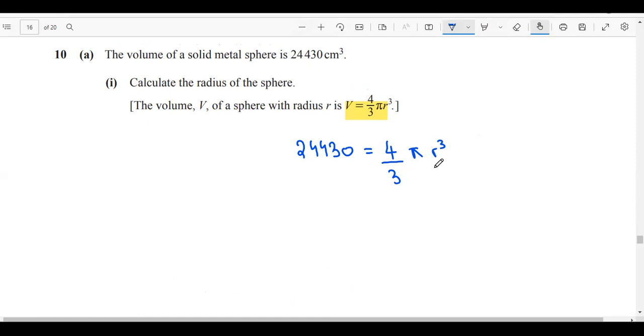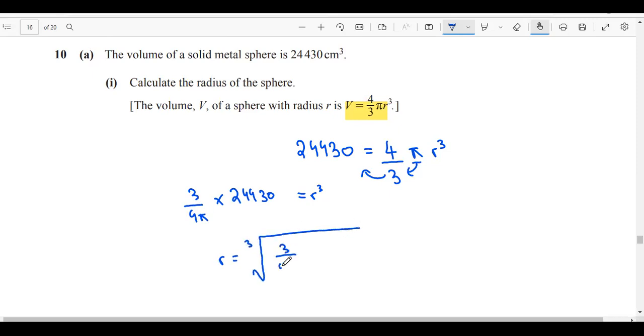Now this is an equation with one unknown variable only, so I know how to find the value. I'll be making r the subject of the equation. So I'll take this 3 and 4 to the other side. So 3 by 4 multiplied by 24430. Then I will also take this pi on the other side. So it would be divided. It can be written this way, and I would be left with r cubed. So r would be equal to cube root of 3 by 4 pi multiplied by 24,430. This is going to give you the value of r.